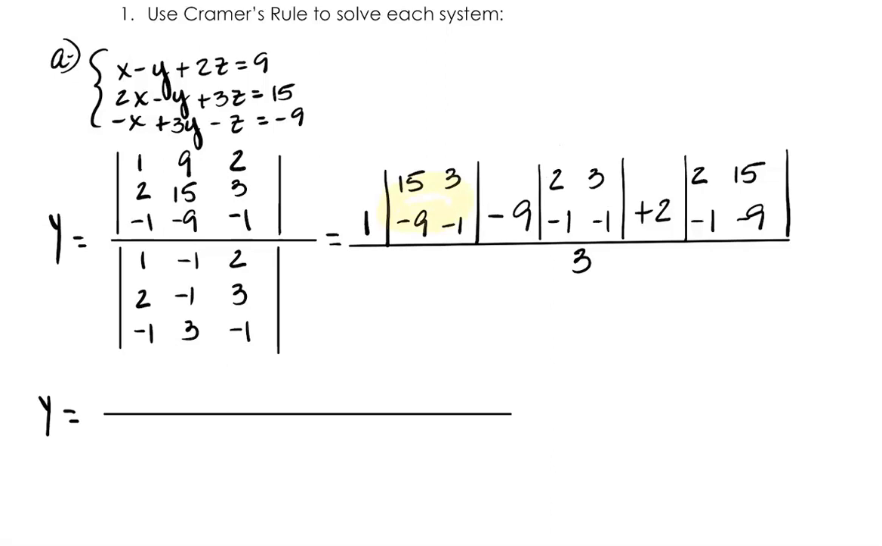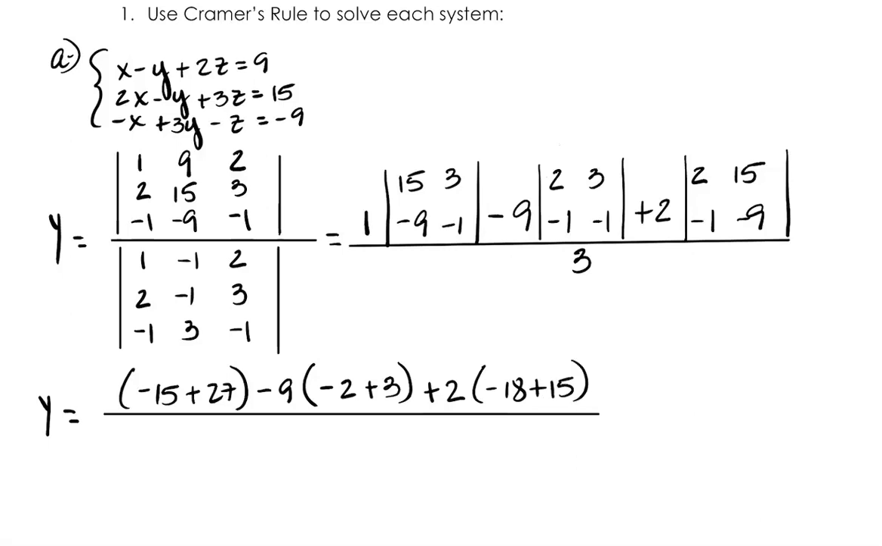The determinant of the first term looks like this. Negative 15 plus 27 minus 9 that multiplies negative 2 plus 3 plus 2 that multiplies negative 18 plus 15, divided by 3.